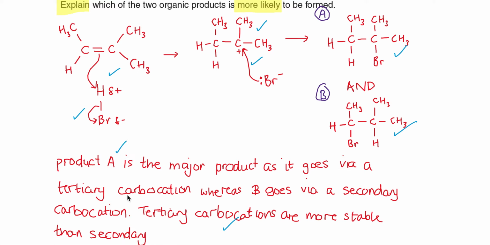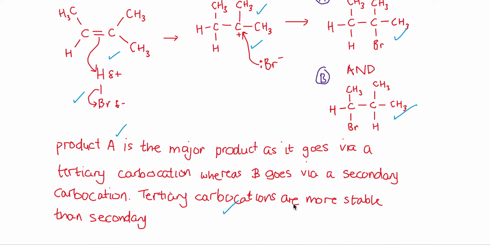So for me, saying product A is the major one, that's 1 mark. And for explaining why, that's the other mark. Okay, so there's a possible 8 marks up for grabs here.